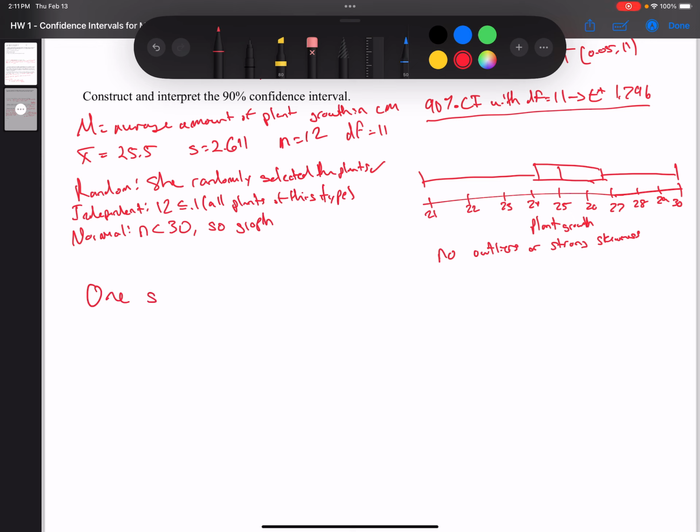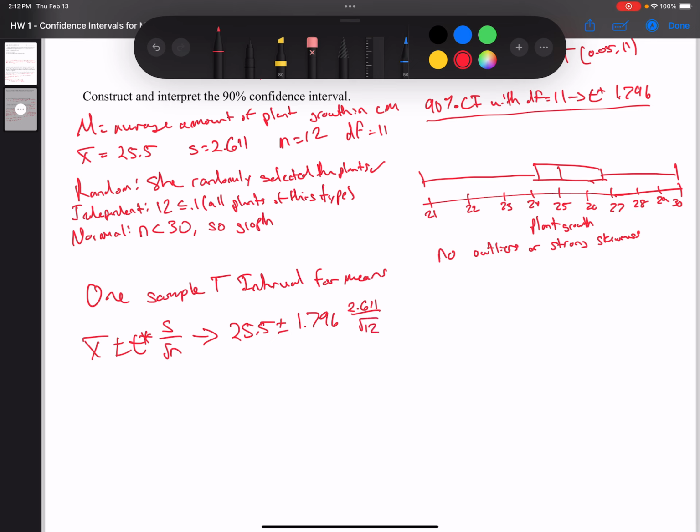a one sample t interval for means. And our formula is, of course, x bar plus or minus t star times s over square root of n. We plug in all of our information. We get 25.5 plus or minus our t star is 1.796, times our standard deviation, 2.611, over the square root of 12.